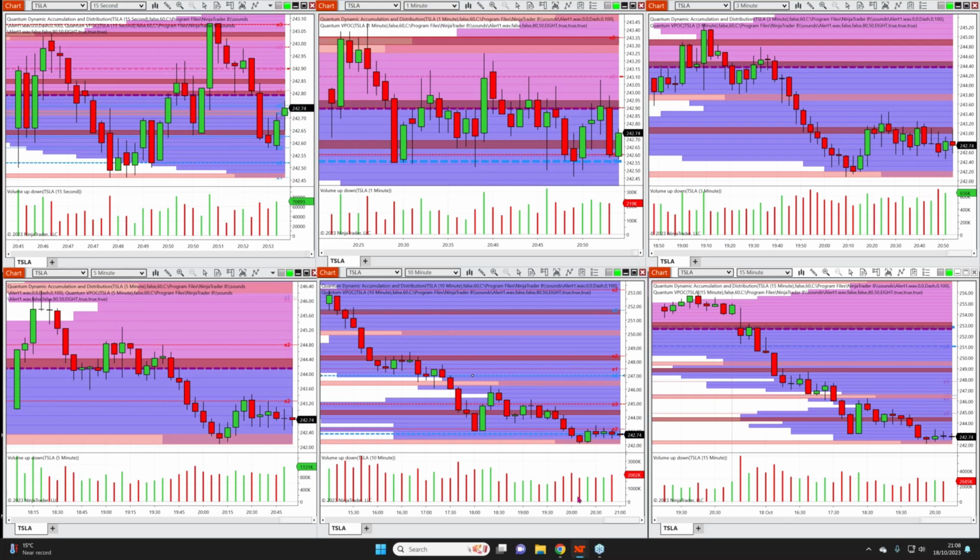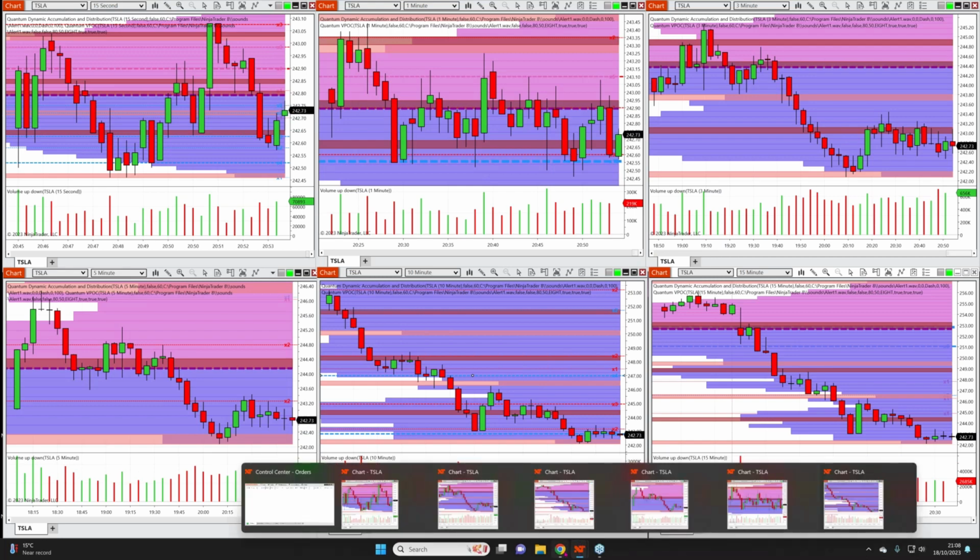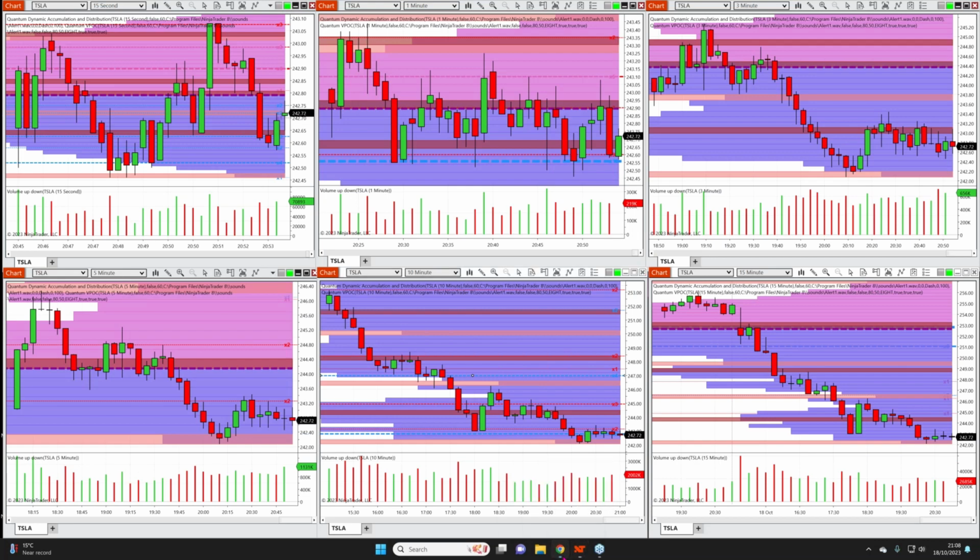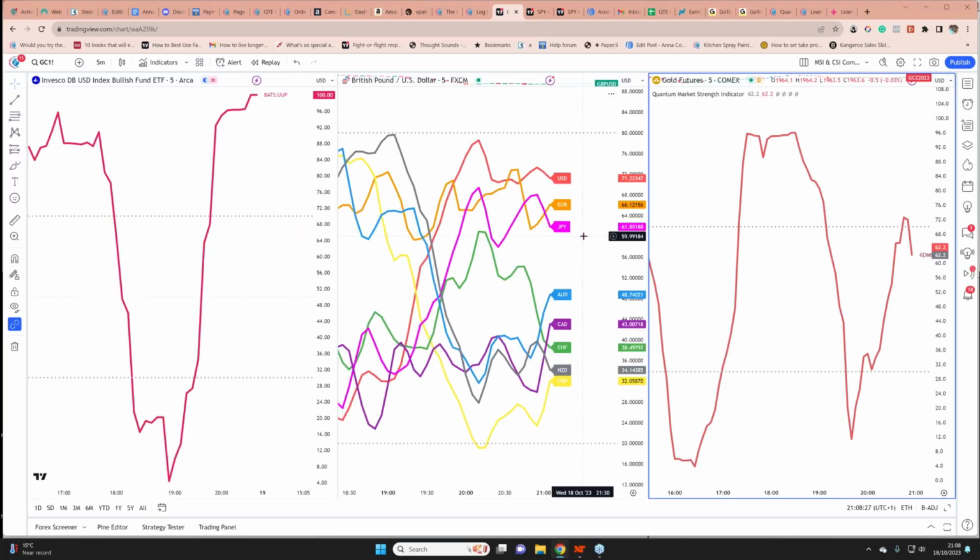Let's just go and have a look at one or two other things. Let's move away from Ninja over onto TradingView. I've got this one set up. I had this set up for a reason, really just to, going back to relational analysis, I was talking earlier about gold and commodities' relation to the dollar.